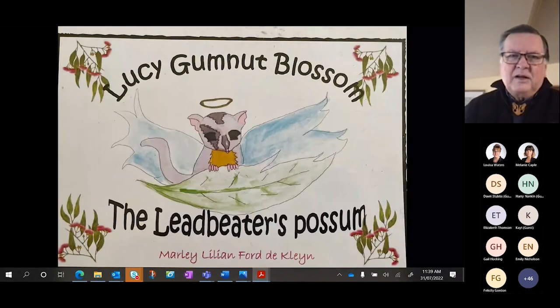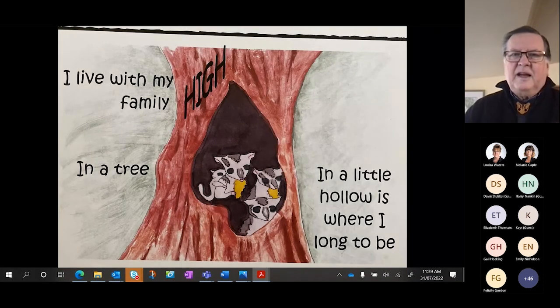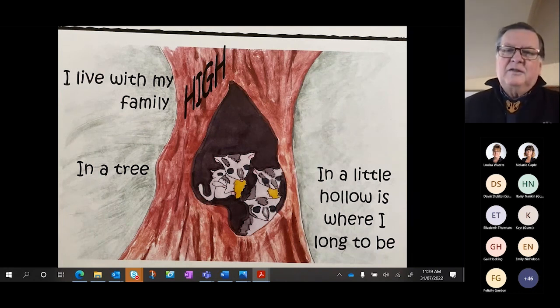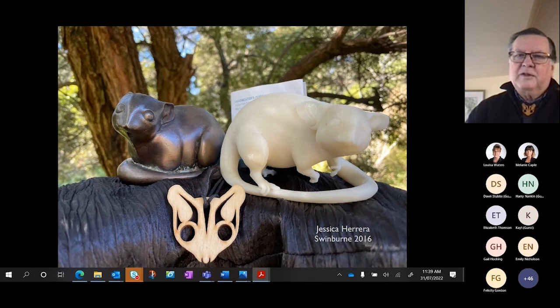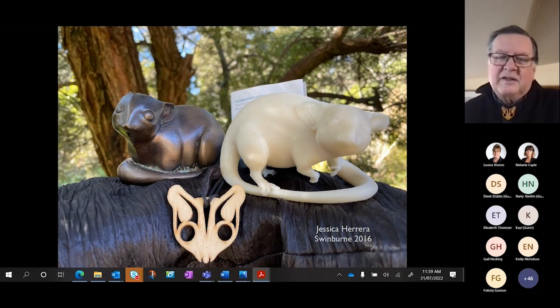And this is another book called Lucy Gumnut Blossom, and tells a story about the possum. There's one of her illustrations, and she actually wrote this as a reading book for younger children. "So I live with my family high in a tree, and a little hollow is where I long to be." Another beautiful little book.